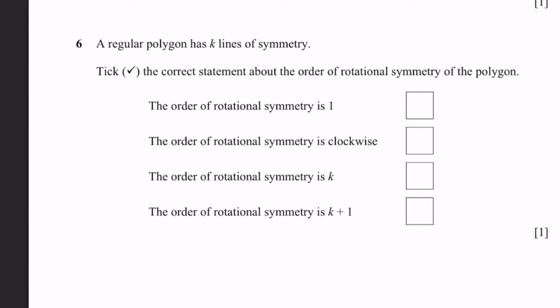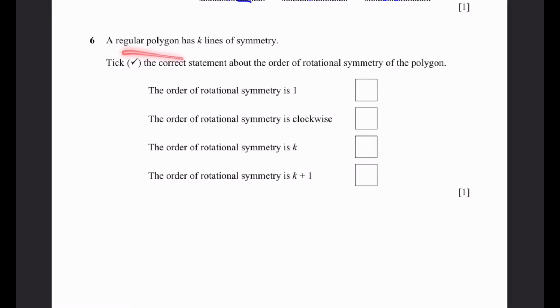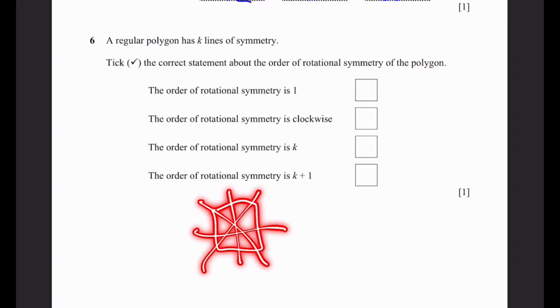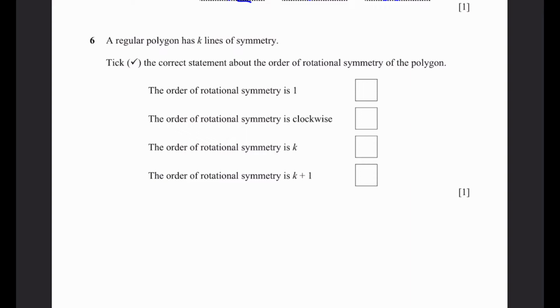Question 6. A regular polygon has k lines of symmetry. Pick the correct statement about the order of rotational symmetry of the polygon. Well, if a regular polygon has k lines of symmetry, let's take a square. It has 4 lines of symmetry. What's the order of rotational symmetry? In this case, of course, it's 4.